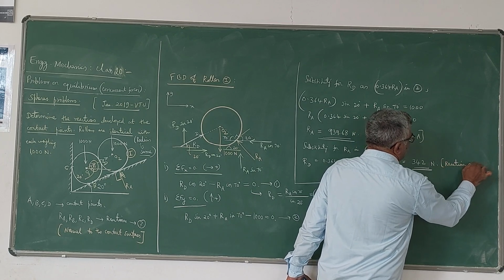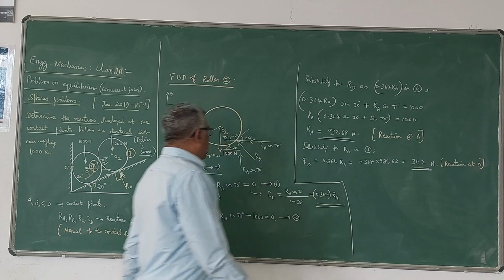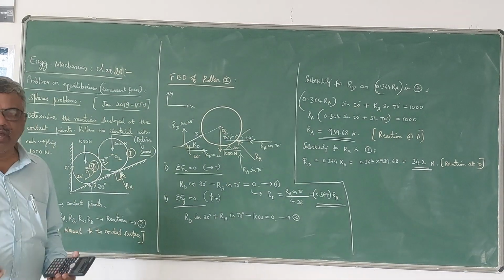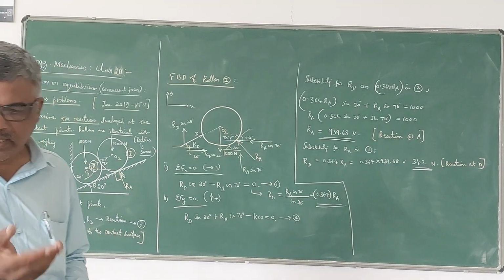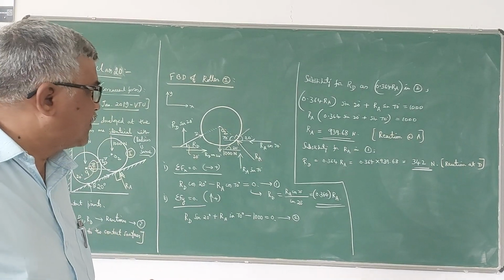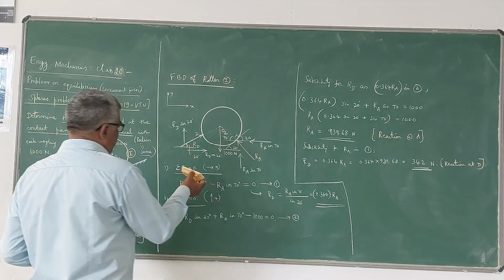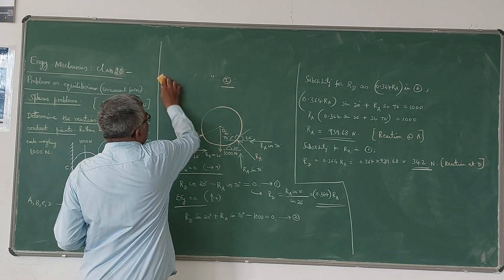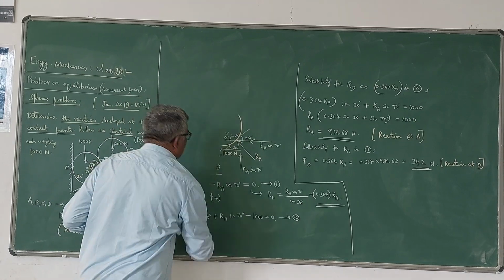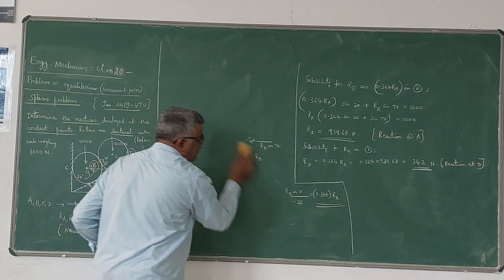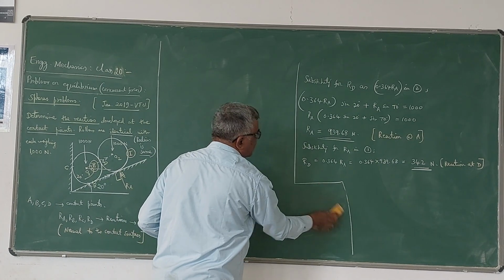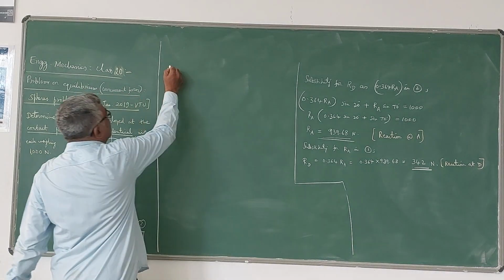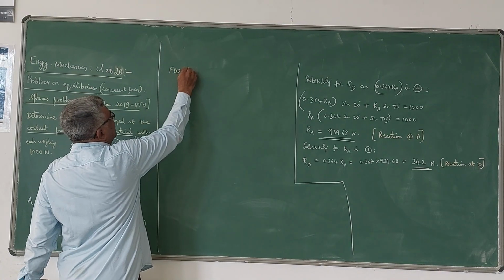Now the other two reactions which are unknown are RC and RB. So to get RC and RB, we have to consider the free body diagram of the second roller. Then we can apply the same procedure to find out the reactions at C and B. Now let us take the free body diagram of the second roller. So write down the FBD of roller 2.